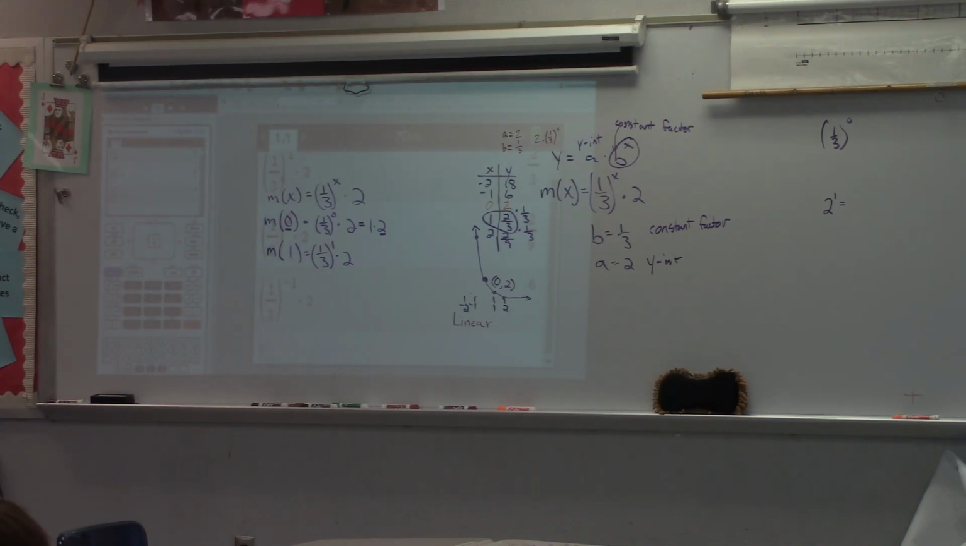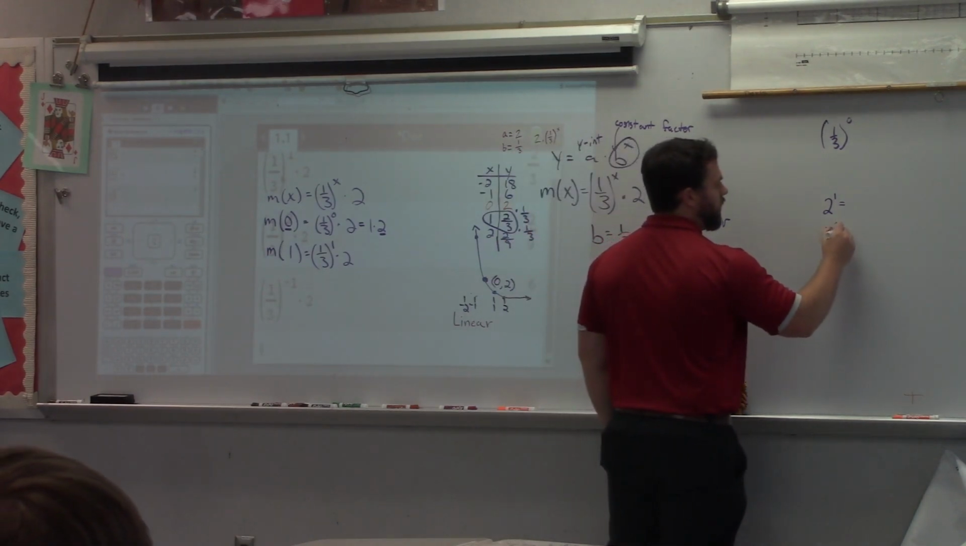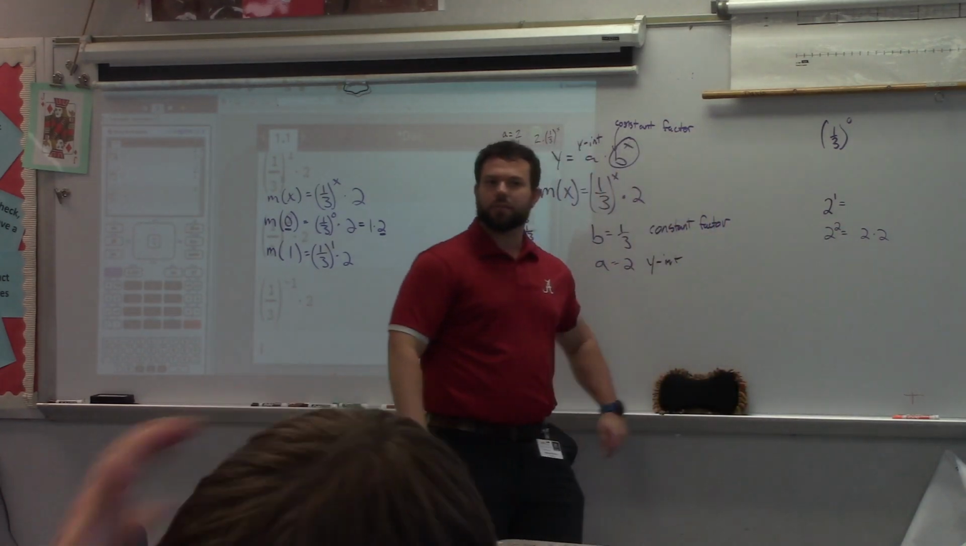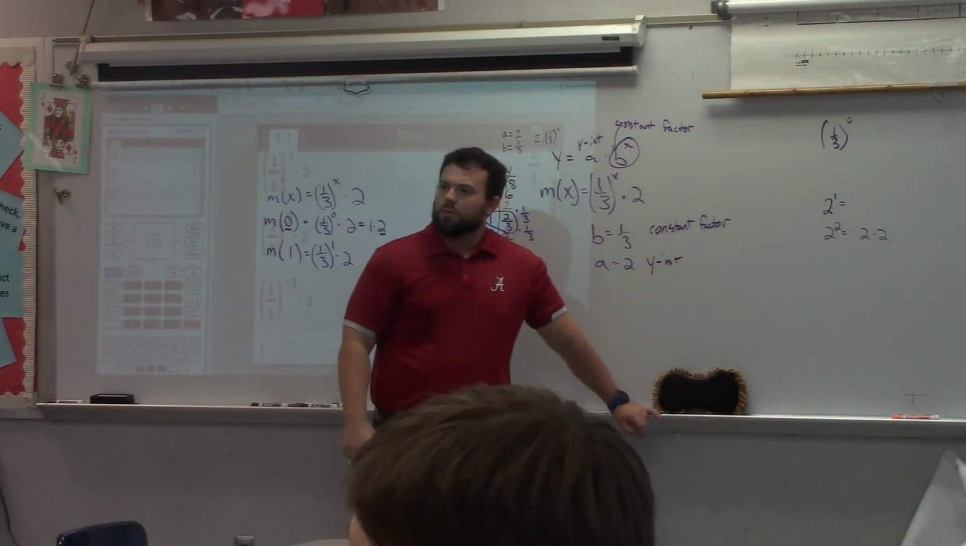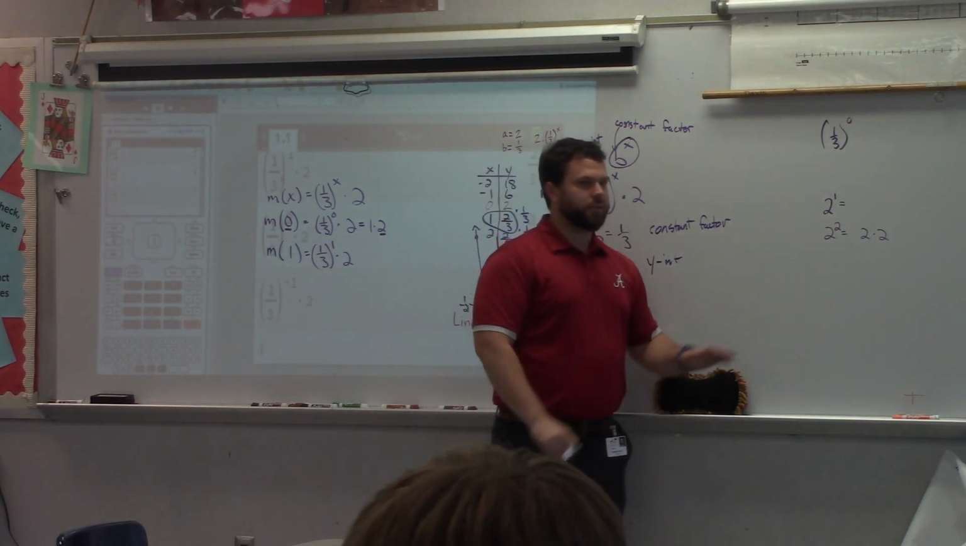Why would it be 2? Because it's not multiplying any time. Because they do 2 to the second. Okay, so if it's 2 to the second, what would it be? 2 times 2. 2 to the first, it's 2. So what is an exponent, guys? Repeated multiplication.